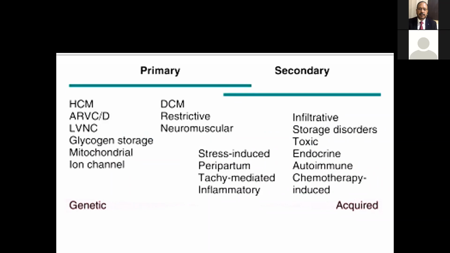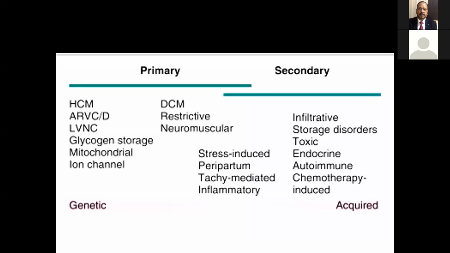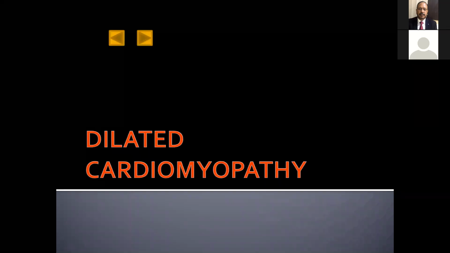Cardiomyopathies are broadly classified into primary and secondary. Primary cardiomyopathies are those which are of unknown etiology. Secondary cardiomyopathies may be infiltrated storage disorders, toxic, endocrine, autoimmune, chemotherapy induced, and so on. Friends, even then, try to understand that the definition is fast changing, because as we will discuss, even for the primary types of cardiomyopathy, various genetic and other etiologies have been discovered. So first, let us start with dilated cardiomyopathy.